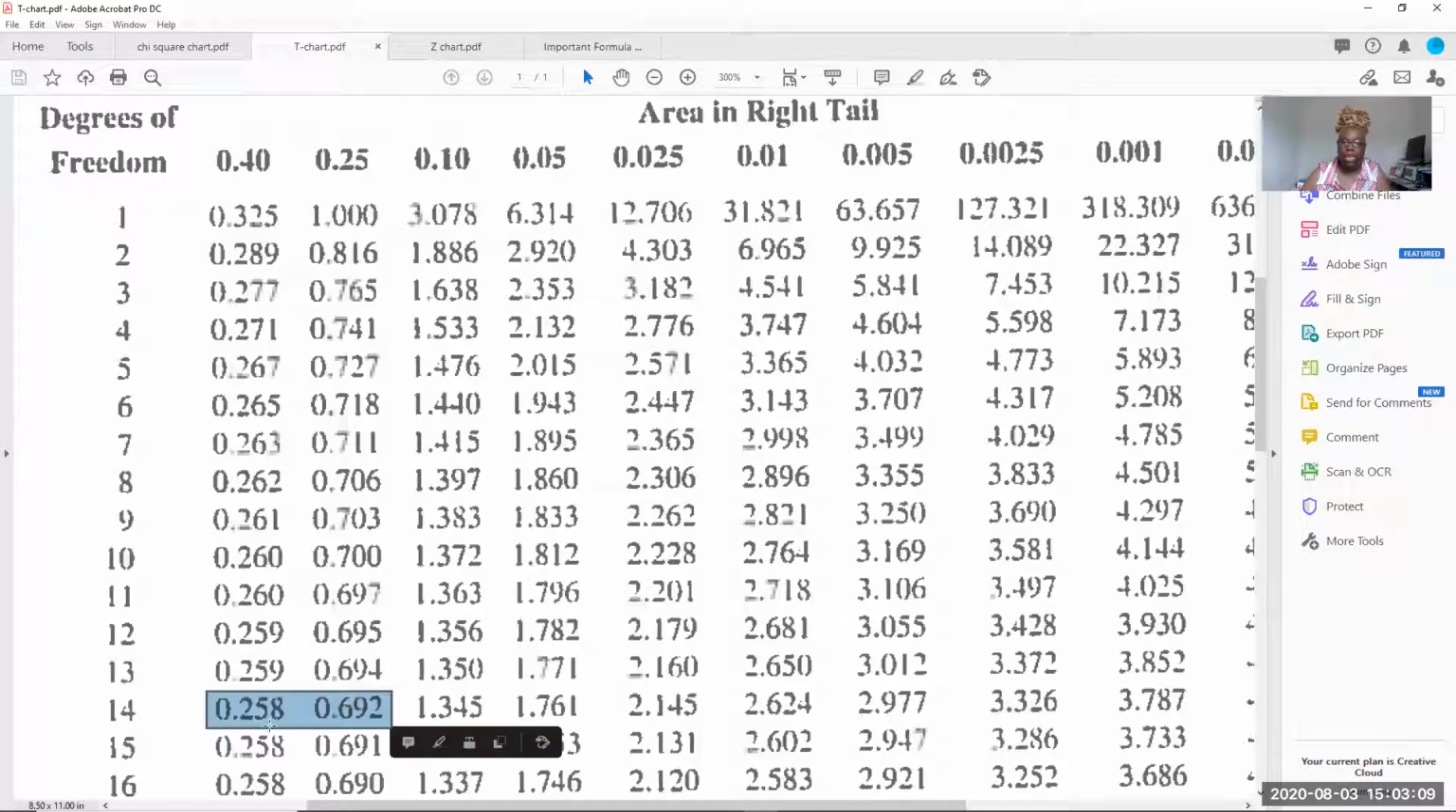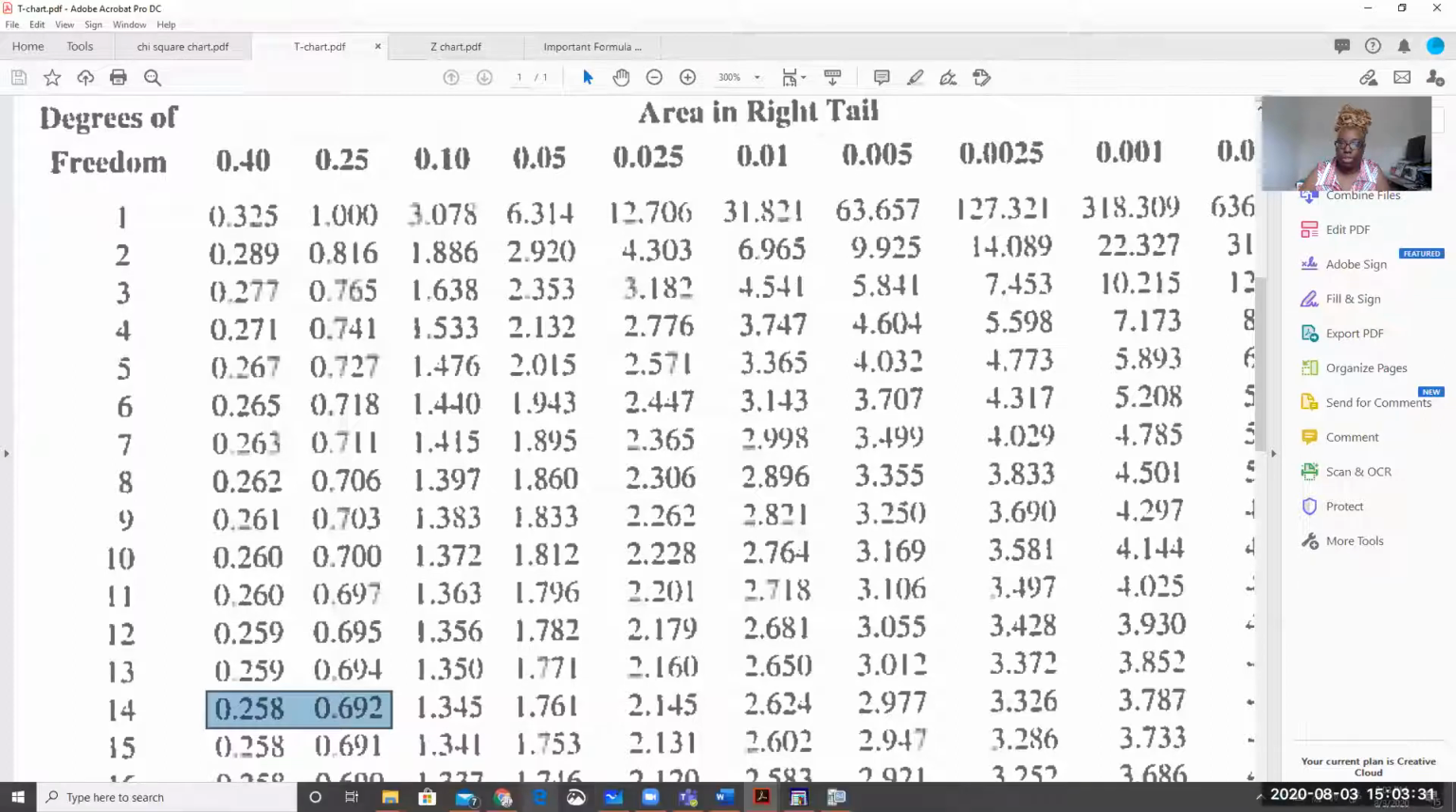0.455 would fall in between 0.258 and 0.692, correct? That's where 0.455 would fall, right? So that's between 0.40 and 0.25, but you have to reverse them because it's from higher to lower. So your p-value range is between 0.25 and 0.40.